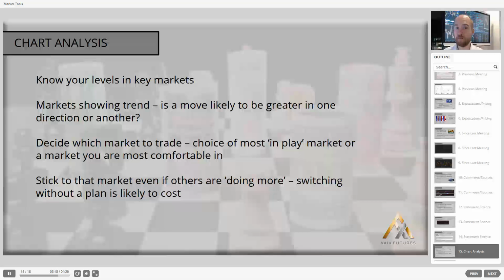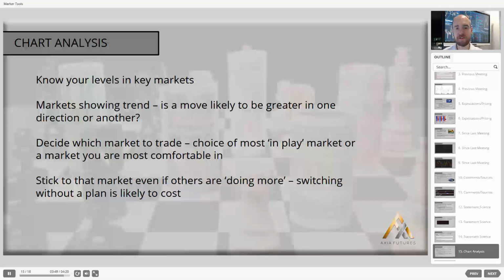Finally, one bit of advice when going through your chart analysis and deciding, and this is something that people don't always do: it's very easy to get sidetracked and start seeing a market that you thought was in play start to move, and now you think, oh, I should have traded that. Think of the opportunity cost there. By jumping around, you're missing opportunities in the one market that you are generally good at. So stick to your plan. Even if something else is doing more, you know what your plan is.